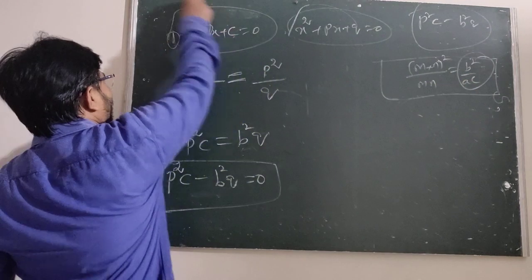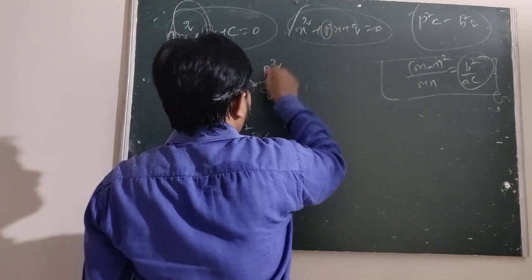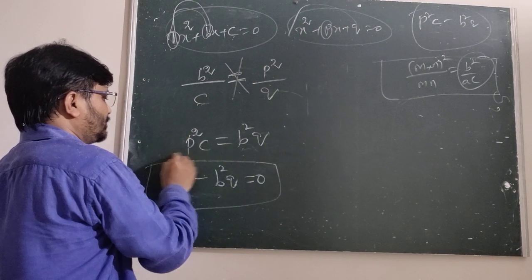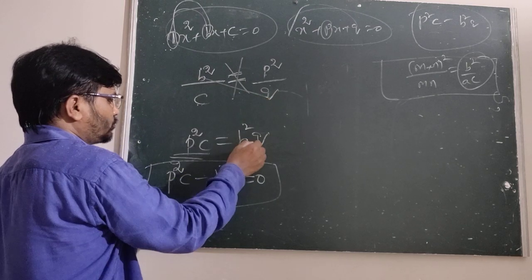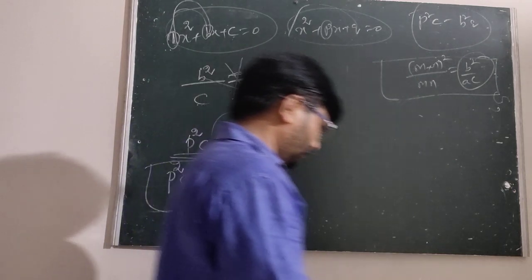Here b square by ac is b square by 1 into c, and for the other equation p square by 1 into q. Now after cross multiplication we got p square c equal to b square q. Sending this to the other side, it will be 0.